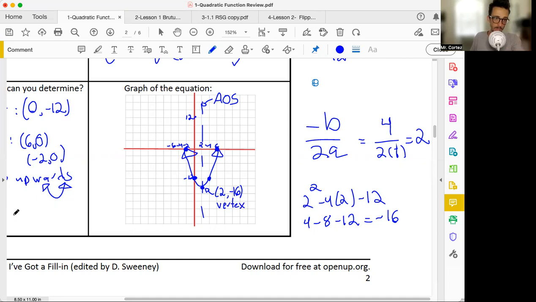So what else can you determine? You have your vertex at 2, negative 16. If there's anything else you can determine, let me know. You could also have unearthed this point here of 4, negative 12. So there you go. A little bit more that we know about this now.